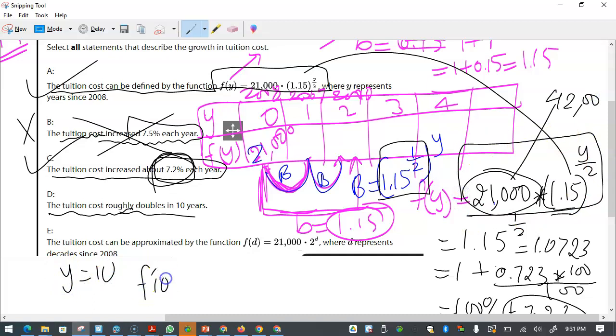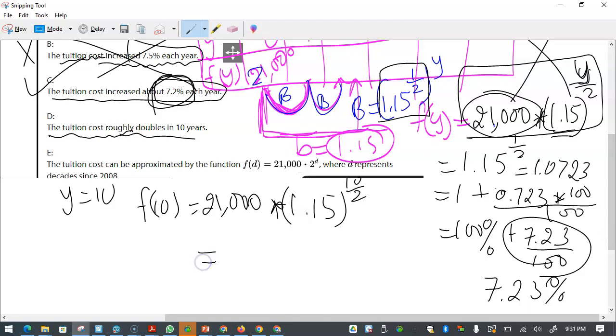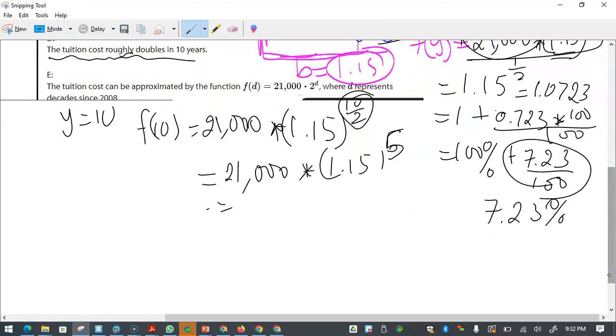So you put f of 10 and see what happens: 21,000 multiplied by 1.15 raised to this input, which will be 10, 10 divided by 2, and use the calculator, which is 21,000 times 1.15 raised to 5, because 10 divided by 2 is that. And if you calculate this, you end up getting the answer as, so this you put on the calculator, you get 42,238.5, which is almost double, right?